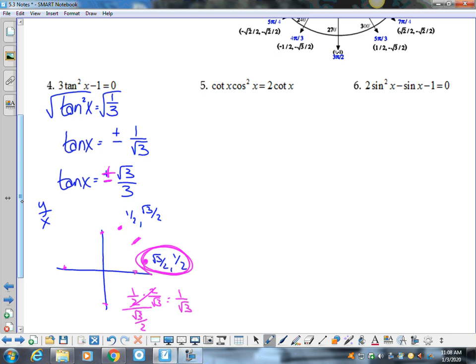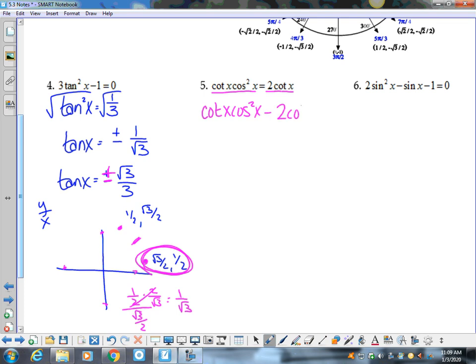Okay, number 5. Okay, well, we've been saying get all the trig on one side and get all your non-trig on the other. Okay, well, make sure you understand that this is one term and this is one term. You cannot divide by cotangent because that would make a cotangent completely go away. I need to get my trig on the same side.